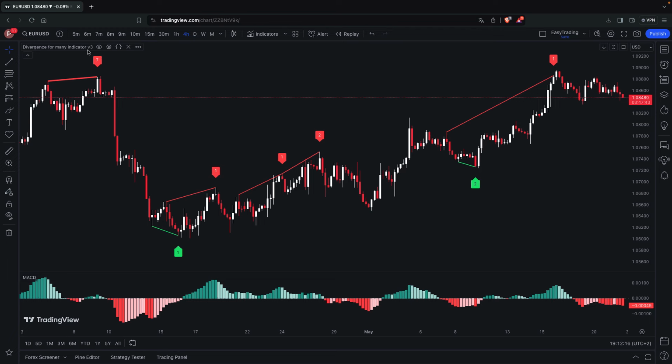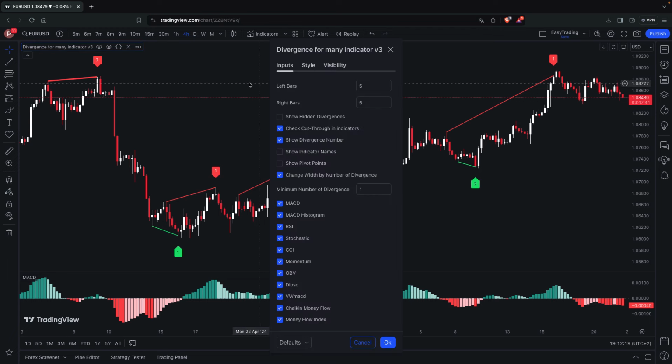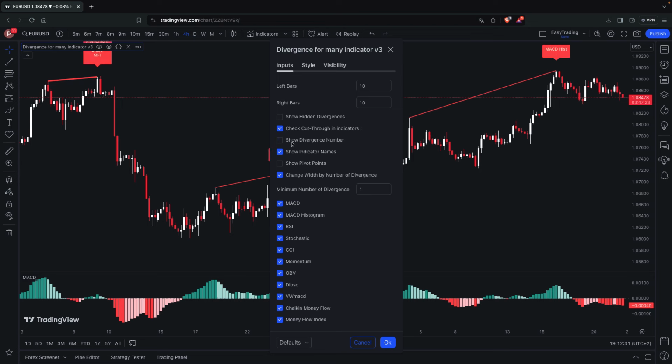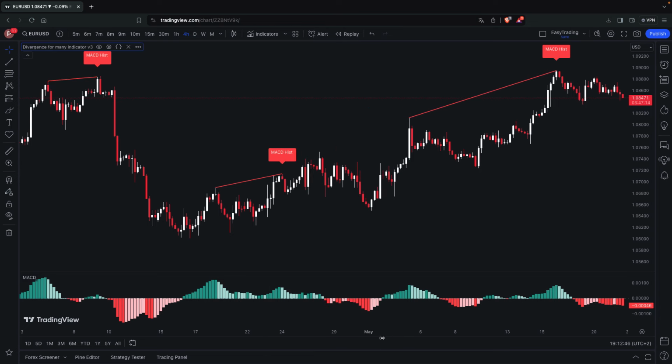Now, go to the indicator settings and change the values of left and right bars to 10. As you can see, this indicator can show us divergences in many indicators. But for our purpose, we will only check the MACD histogram option. We can also include the MACD indicator to compare both indicators and familiarize ourselves with the concept of divergences between price and indicators.